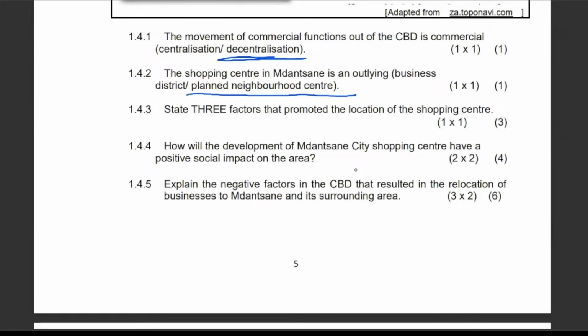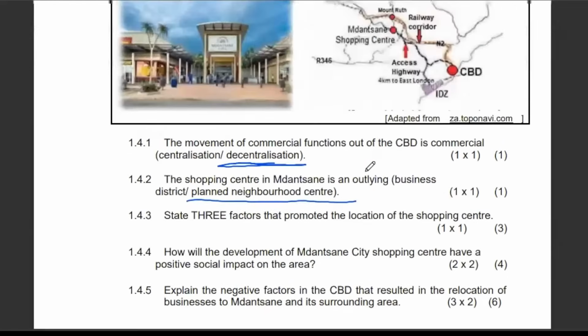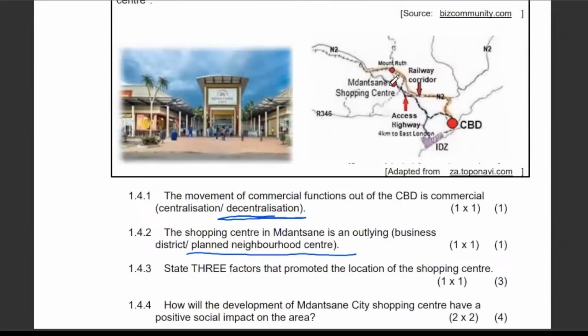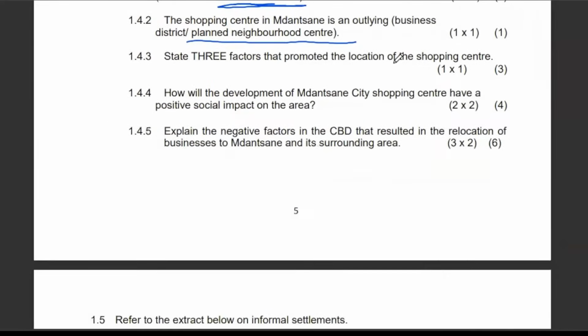State 3 factors that promoted the location of the shopping center. What are the factors that favor the location of the center? If you see where it is located on the map, the shopping center is located here. And if we check, we have the national route N2, and also route R345. And if we check around, we can identify the factors that favor the promotion of that particular shopping center.